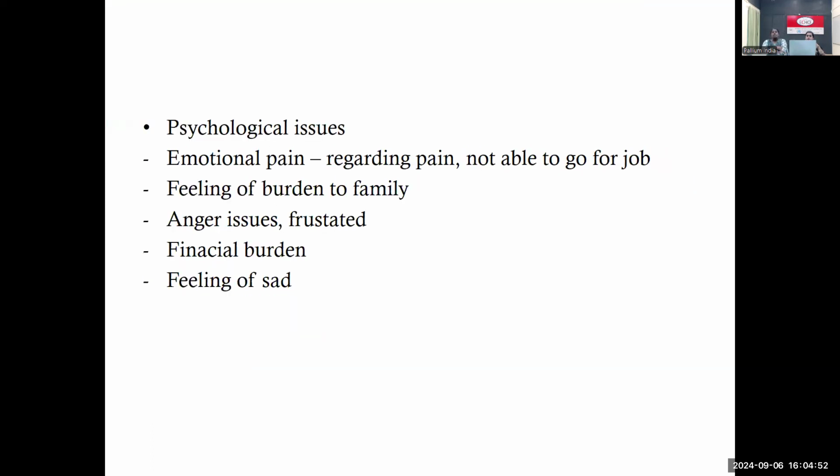These are the psychological issues he is facing. One is emotional pain due to inadequate pain control. He is not able to go for any job and feels like a burden to the family. He also has anger issues. He is very frustrated due to pain, and he has severe financial constraints and burden, and feels sad.